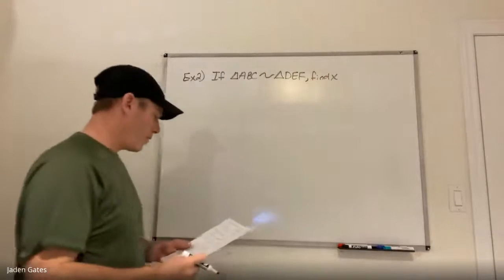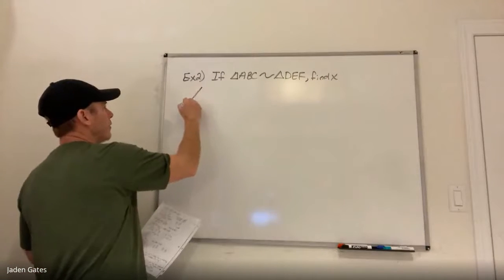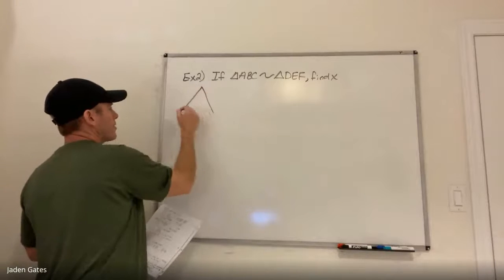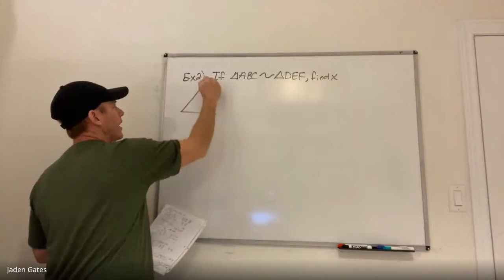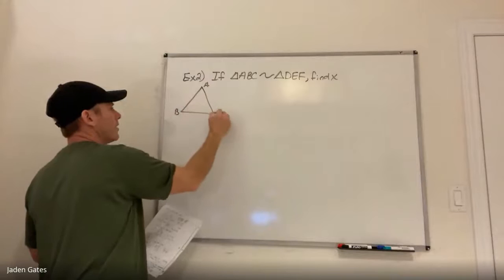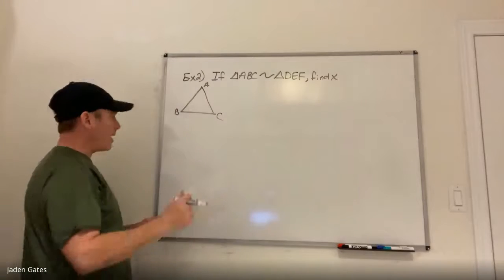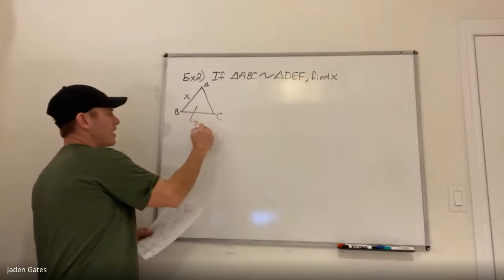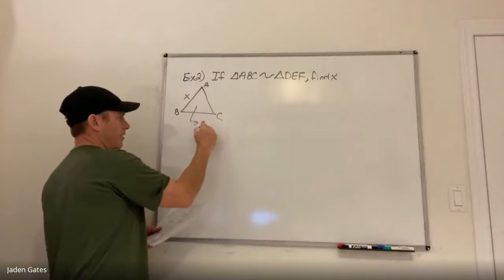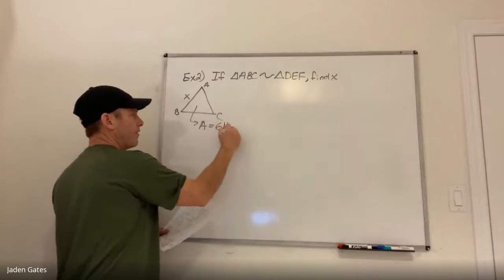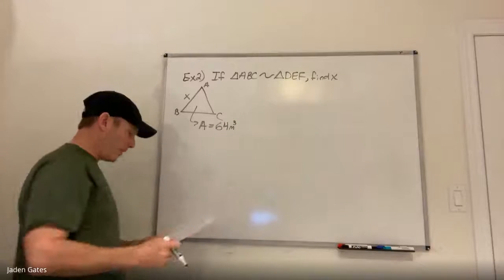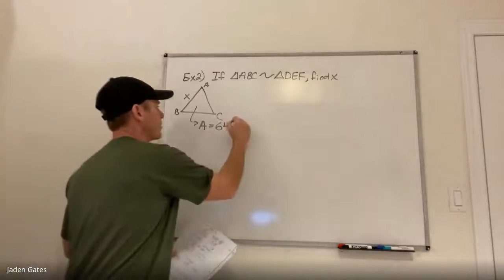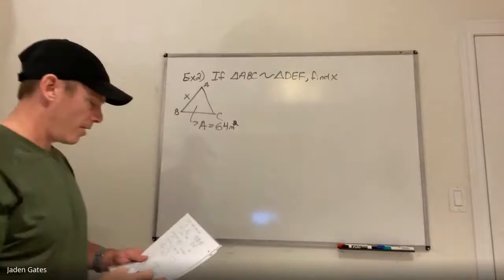All right, so here we go. We have, surprise, surprise, triangle ABC. And I'm going to say that there's X right there. And I'm also going to say that the area is 64 cubic meters, or sorry, area, meters squared. Sorry, I don't have volume.